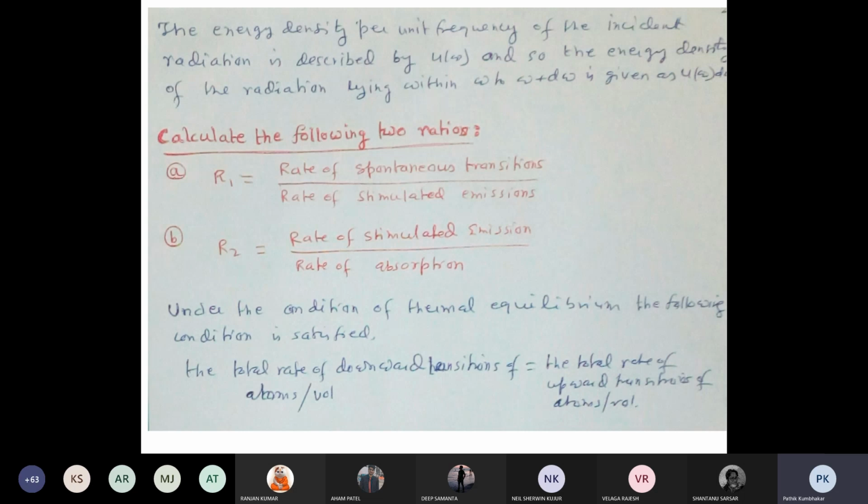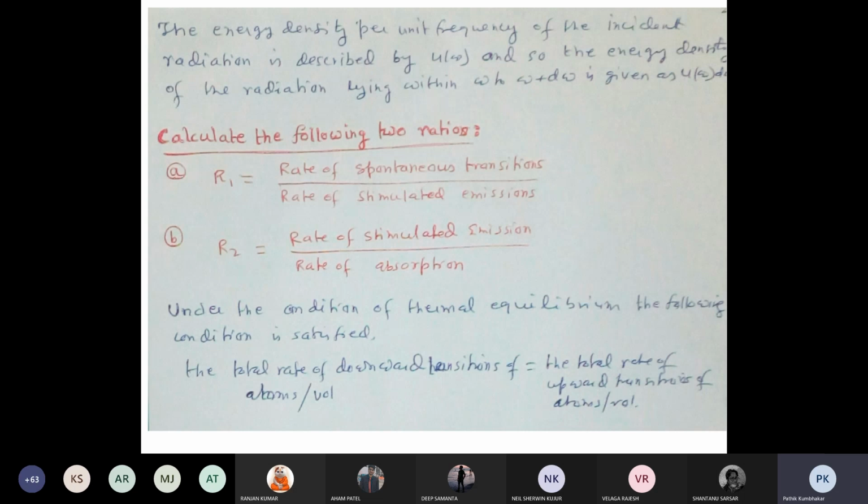So please remember that. The total rate of downward transitions of the atom per unit volume should be equal to the total rate of upward transitions of the atom per unit volume, because we are not able to create any new atoms, neither are atoms destroyed. So atoms will be either in the lower energy level or in the upper energy level. So for equilibrium, the total rate of downward transitions of the atom per unit volume must be equal to the total rate of upward transitions of the atom.